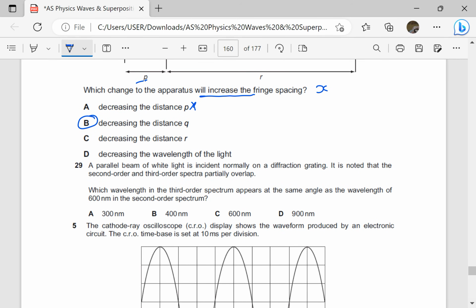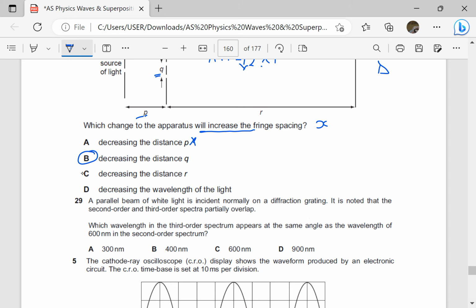A parallel beam of white light is incident normally on a diffraction grating. It is noted that the second order and third order spectra partially overlap. Which wavelength in the third order spectrum appears at the same angle as the wavelength of 600 nanometers in the second order spectrum?